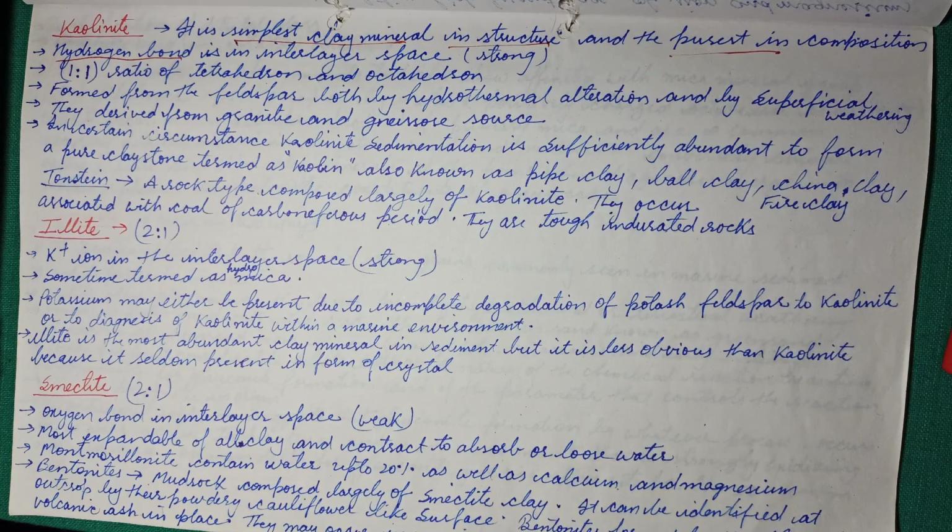These are generally formed from feldspar. I think I have taught you earlier about kaolinite, about residual deposits. I have taught you the same thing earlier. So feldspar is responsible for the formation of kaolinite. Kaolinite is produced from feldspar through hydrothermal alteration or superficial weathering.